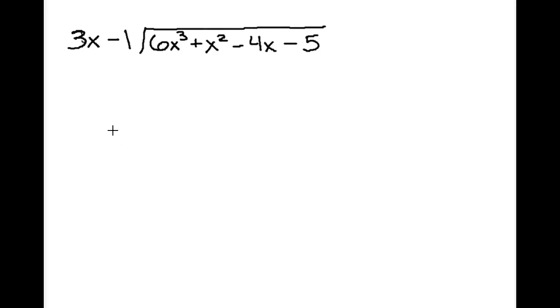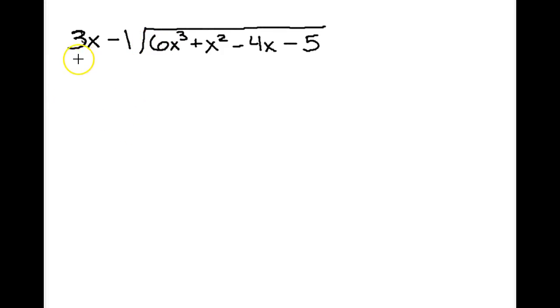This video is going to demonstrate how to divide by a binomial. This is actually example 6 of your textbook on page 215. So we are going to divide 3x cubed plus x squared minus 4x minus 5 by 3x minus 1. So we're going to set it up like this.